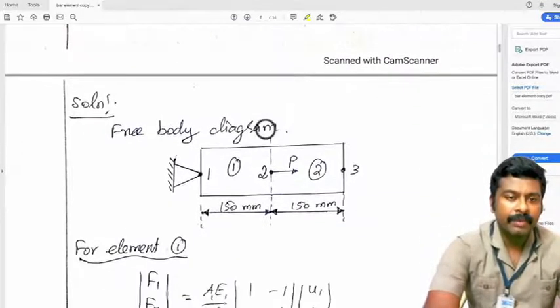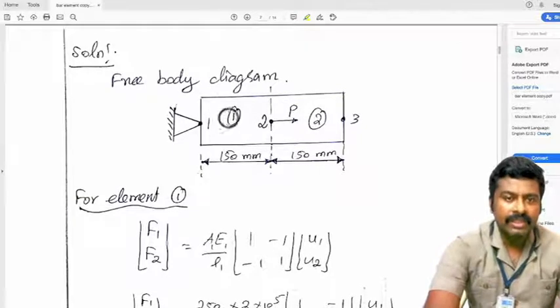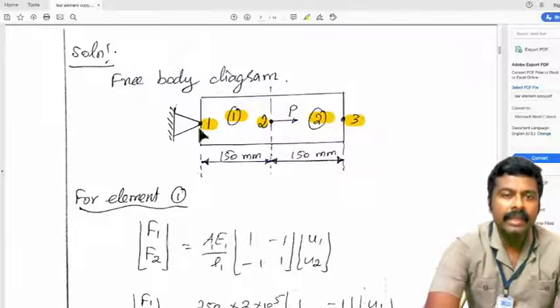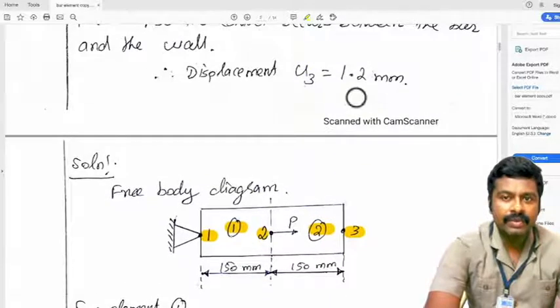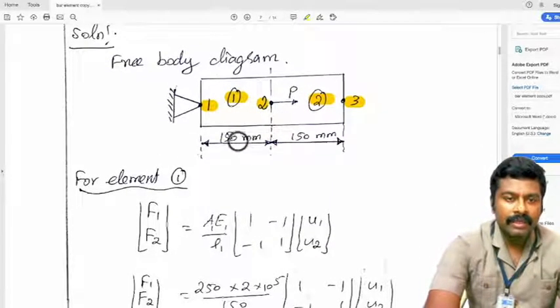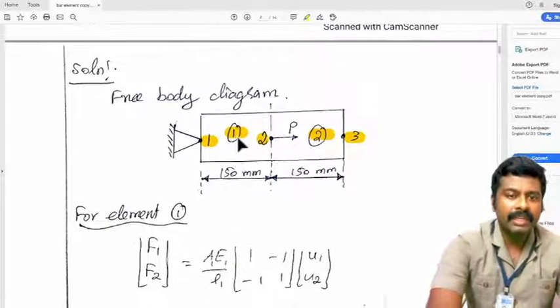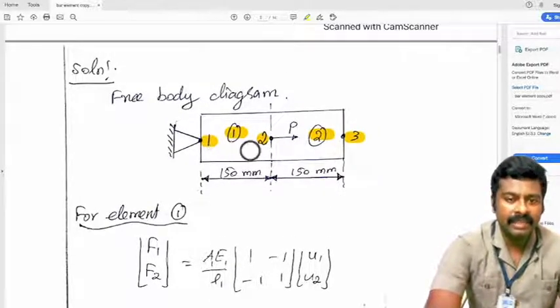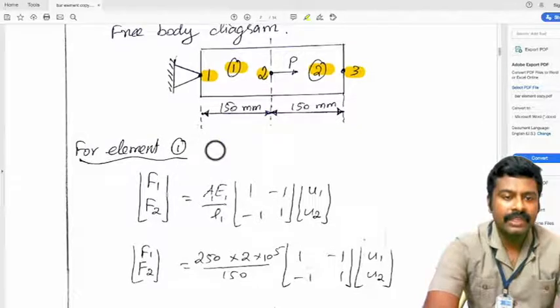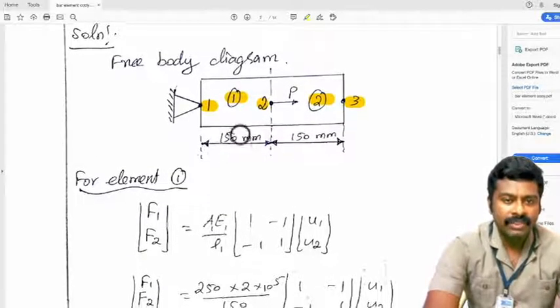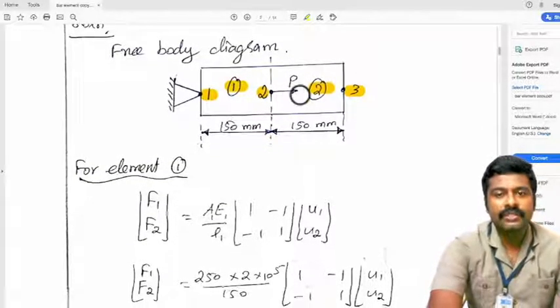Next, draw the free body diagram of the given question. In our question, it is clearly mentioned there are two elements. Two elements means three nodes, node 1, node 2 and node 3. Node 1 is fixed, and for node 3 we already found U3 equal to 1.2 mm. Here one thing is very important: for a horizontal one-dimensional element, there is no self-weight. Therefore, here we find the finite element equation for element 1 and the finite element equation for element 2.